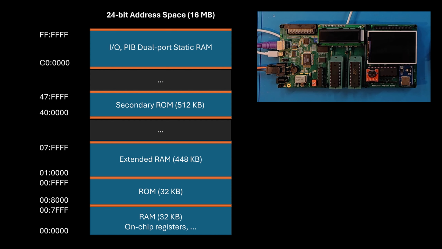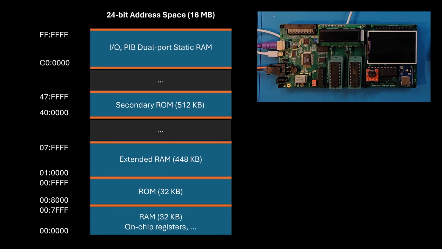Then there's a big gap in address space that I'm not using, so there's a bunch of stuff I could fill in there later. But then I have a secondary ROM, and that secondary ROM is this IC right here, the second ZIF socket, and that is a 512K ROM or external flash that I can use, and that goes from bank 40 up to 47.